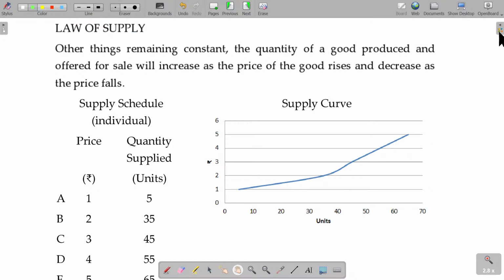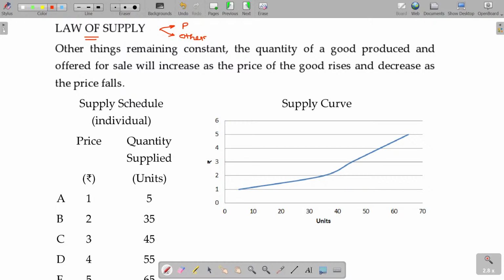Law of supply. The study of this is just the inverse of what you learned in the law of demand, so there will not be more complications to understand this. It is pretty much the inverse of that. In the law of supply also, we already studied the determinants of supply, right? Categorized into two parts: price of the commodity sold and others.